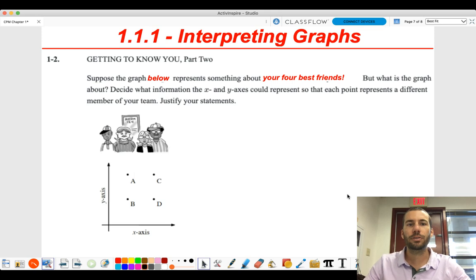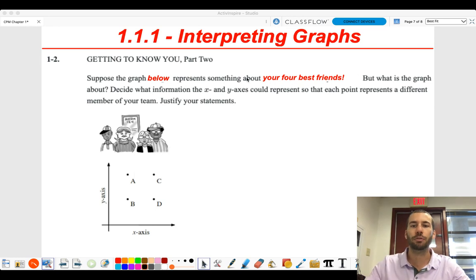All right, so this is part two of that first lesson. What we're going to be doing here is interpreting graphs, but relating them to certain things about ourselves and our four closest friends. What we've got down here is 4 points on an XY axis. And you'll notice, just like the last one, it doesn't give us any information about what the X and the Y represents. So this is the challenge to you.